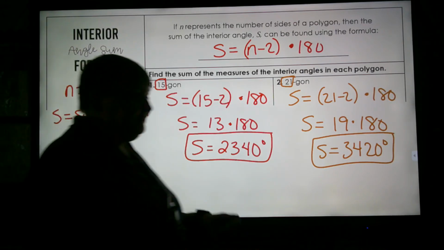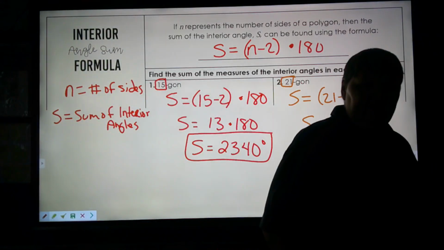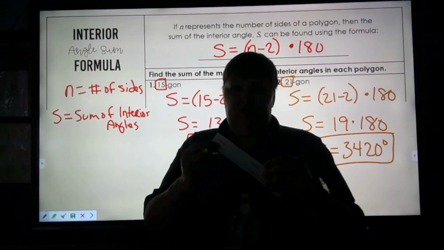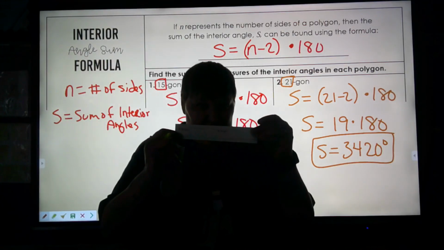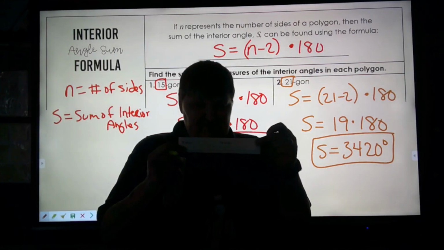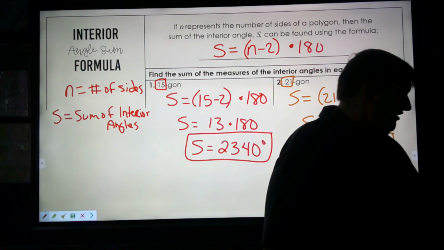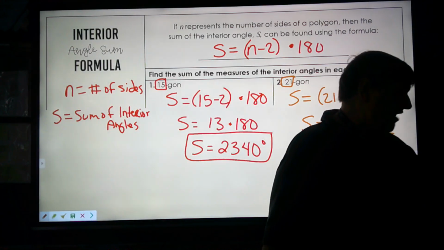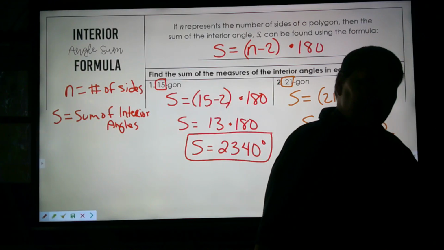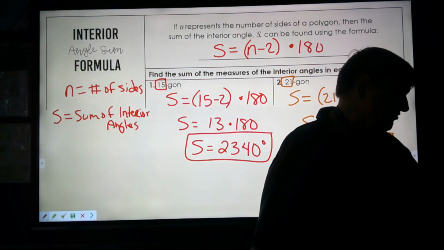All right, when you feel comfortable, come get numbers 3 and 4. Work them. Check with your neighbor to see if they're right. If they're right, move on. If they're not, figure out what you did wrong. Don't just copy. Figure out what you did wrong. Otherwise, you won't be able to pass the mastery check or the test.